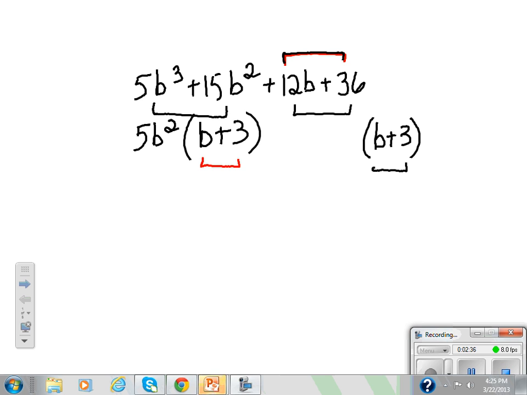So we could take out 12 from each of these terms. So we could take 12 out of 12b, and we could take 12 out of 36. And it's going to be a positive 12. So if we take out a positive 12, if that was distributed to b and to 3, we would get the original terms that we had here, 12b plus 36. Then you can pull this b plus 3 out.